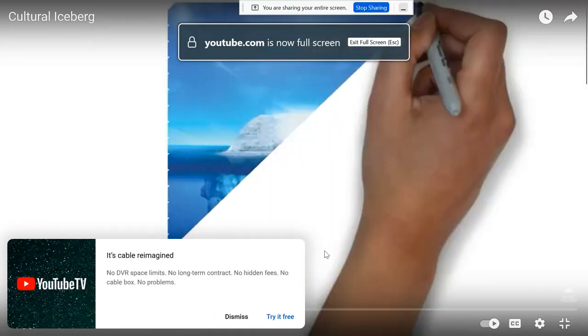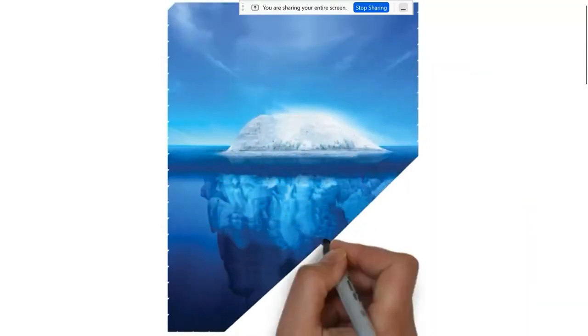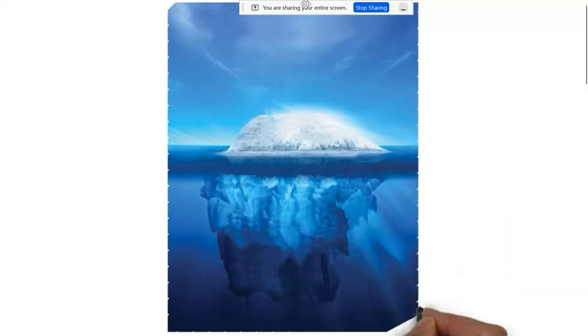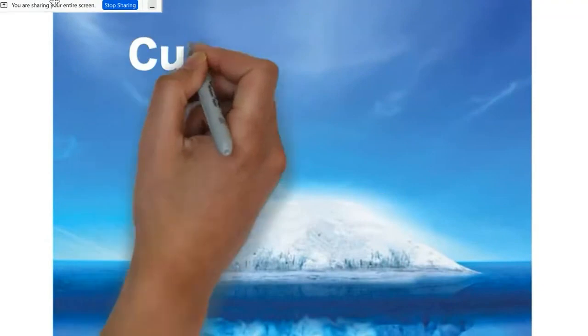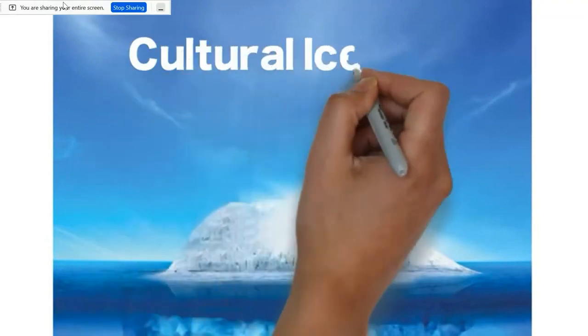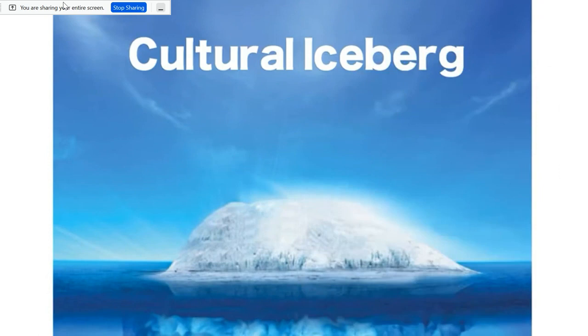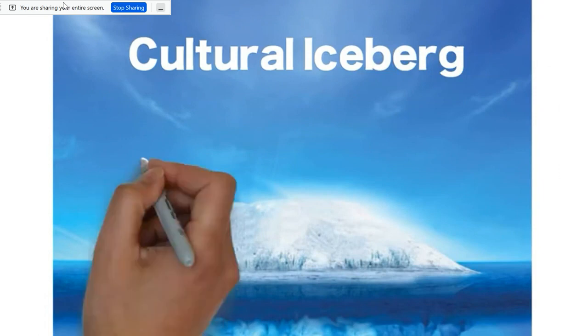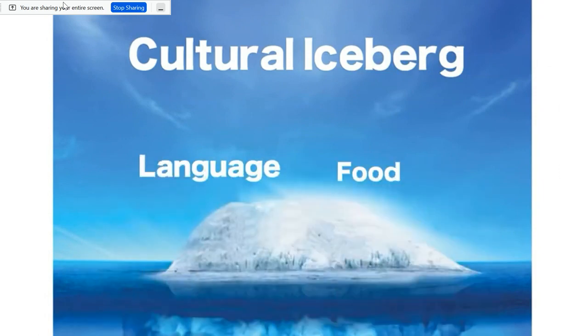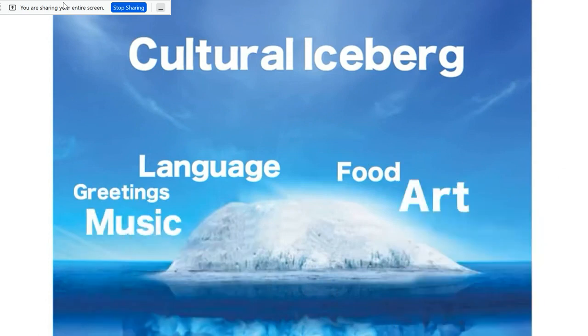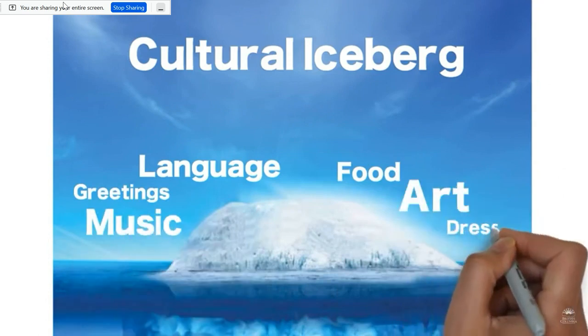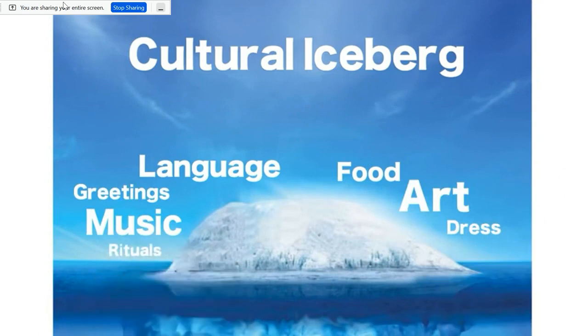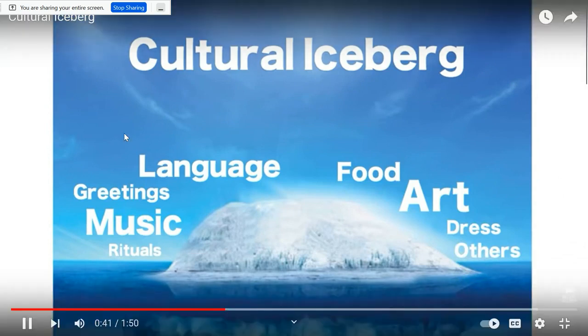In his book, Beyond Culture, Edward T. Hall developed the iceberg analogy of culture. The cultural iceberg theory suggests that, like an iceberg, there are only some aspects of culture which are visible, or which, in other words, lie above the surface of the water. These can include language, food, greetings, art, music, and many others. These are the explicit manifestations of culture. They are easy to see, taste, or hear.